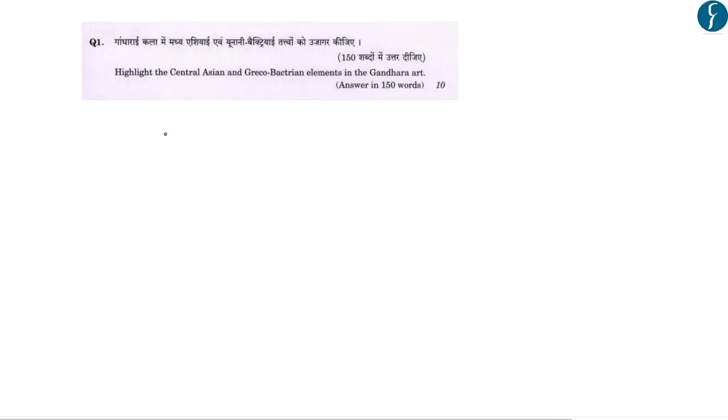Let's now try and answer the question. The question asks, highlight the Central Asian and Greco-Bactrian elements in Gandhar art. So as far as the identification of parts is concerned, we have two main parts to this question. First is we have to mention Central Asian features, and the second part is to mention Greco-Bactrian elements.